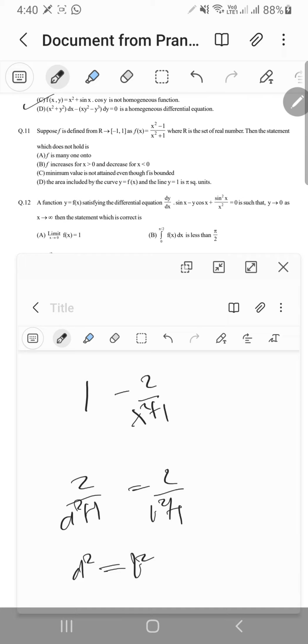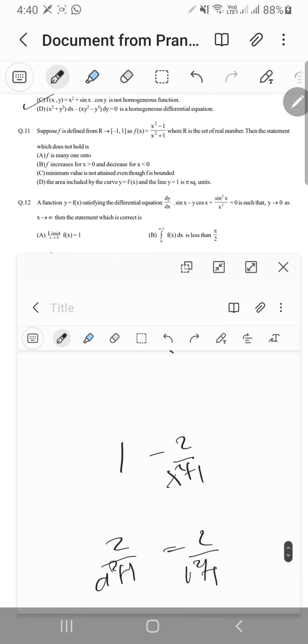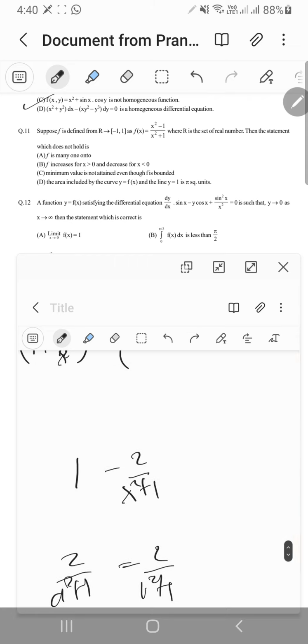Well, is it on 2? This thing is always bigger than 1, that's what we know for sure. So what is the maximum value of this complete thing? Yeah, it's just going to be 2. So this complete thing's minimum value is -1.